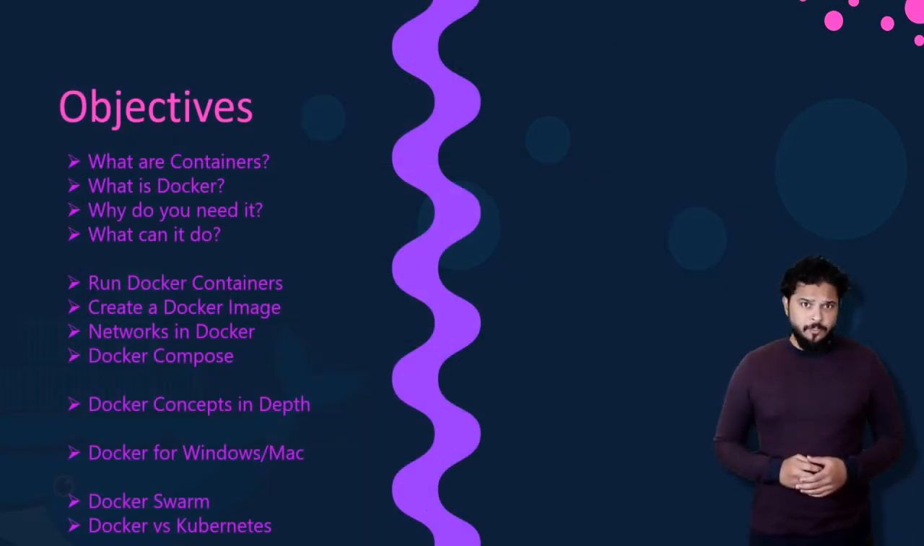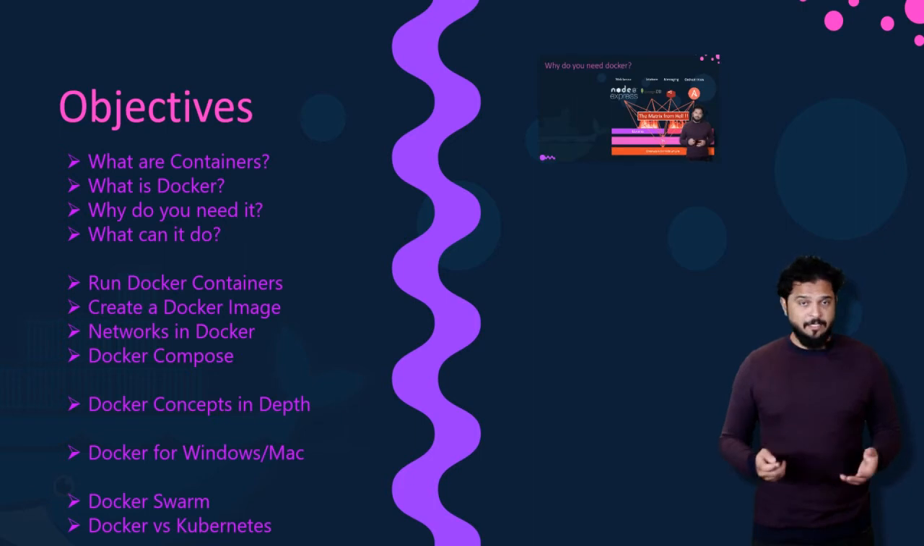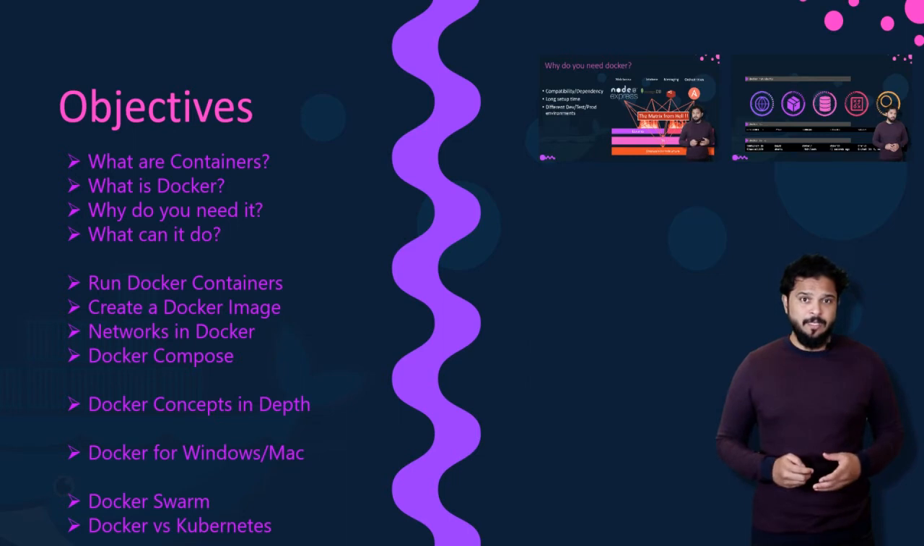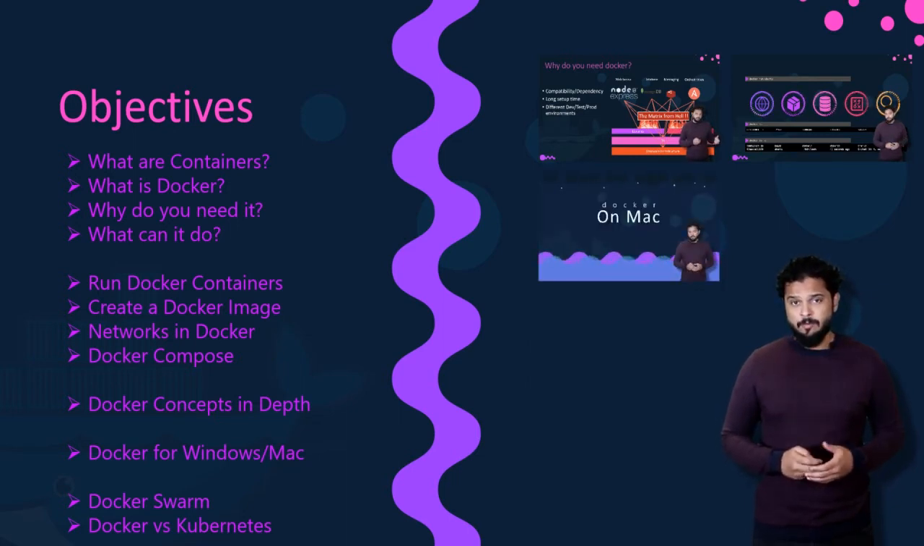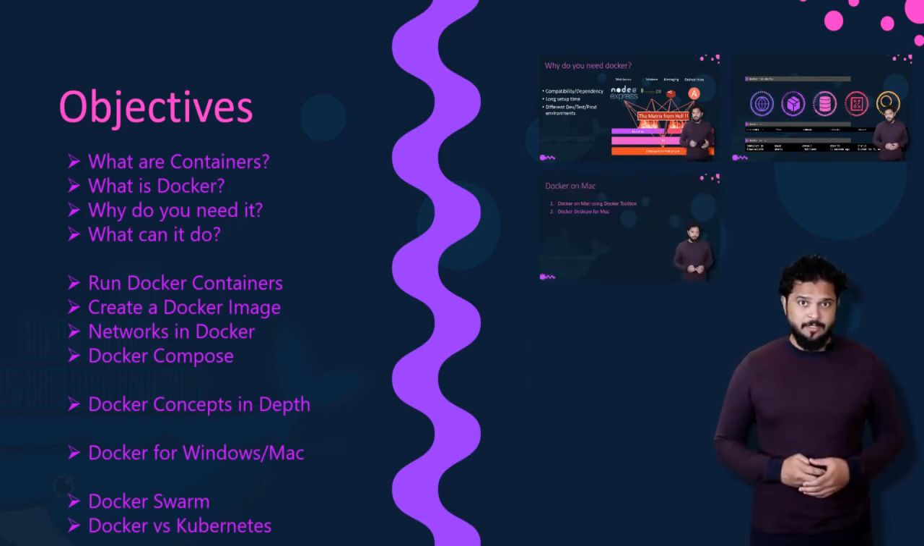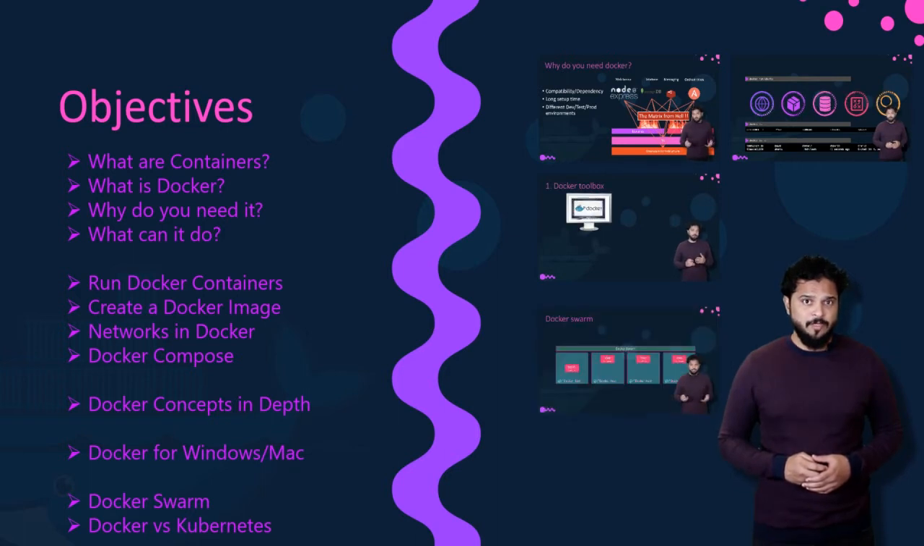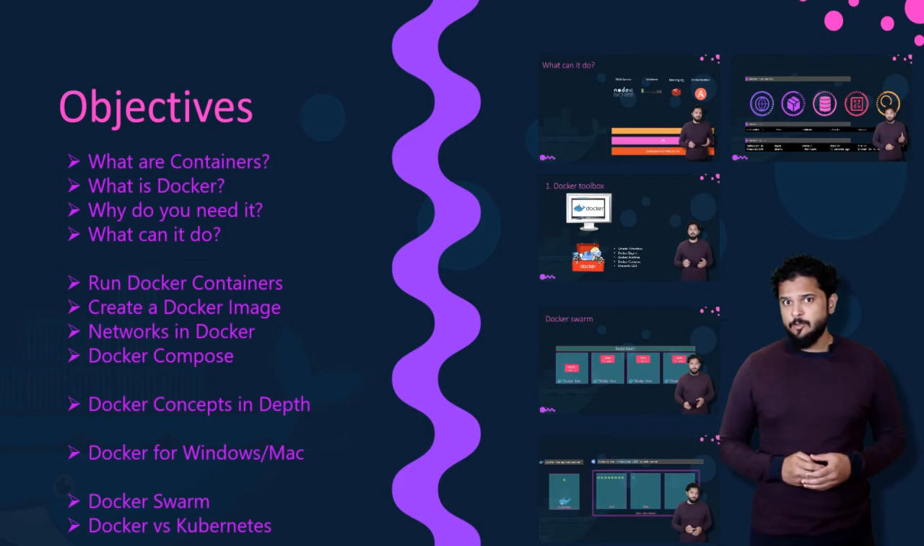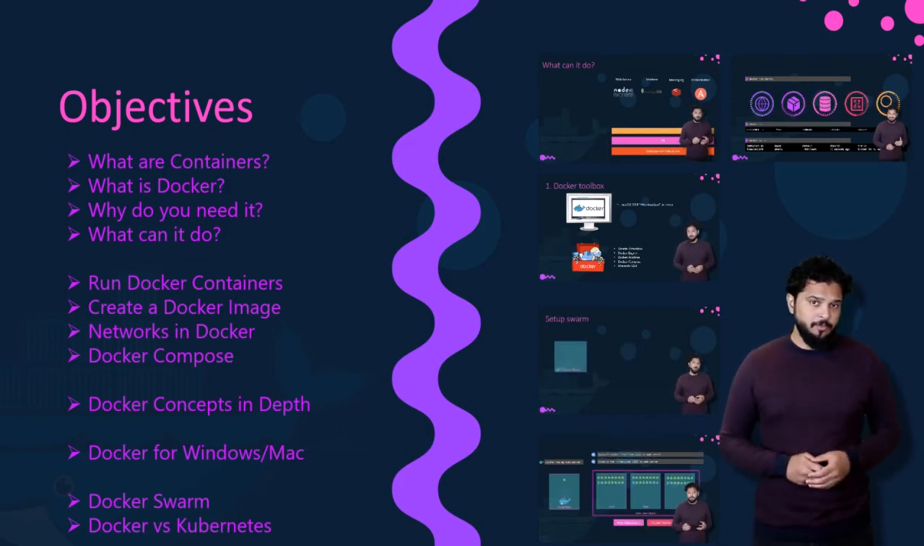In this course, we first try to understand what containers are, what Docker is, and why you might need it, and what it can do for you. We will see how to run a Docker container, how to build your own Docker image. We will see networking in Docker and how to use Docker Compose, what Docker registry is, how to deploy your own private registry, and we then look at some of these concepts in depth and we try to understand how Docker really works under the hood.